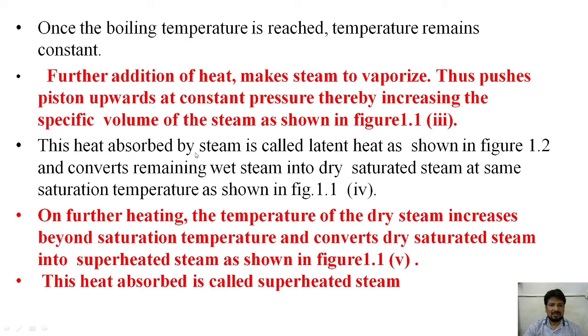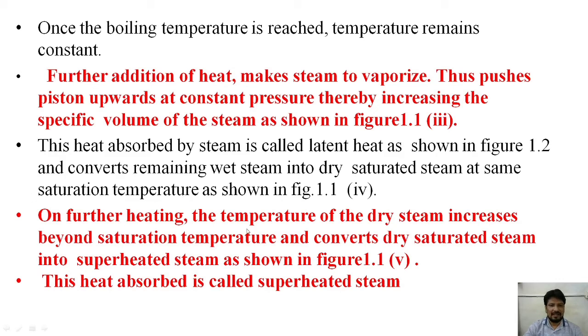The heat absorbed during this process is called latent heat. As shown in figure 1.2, it converts the remaining wet steam into dry saturated steam at the same saturation temperature. Same saturation temperature means it is a constant temperature from B to C.